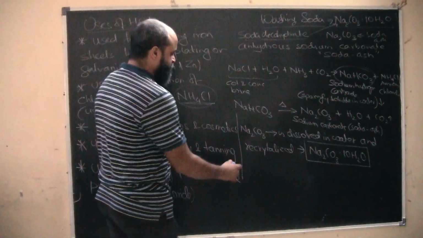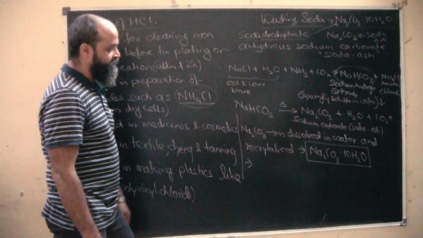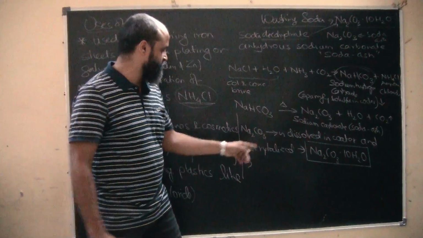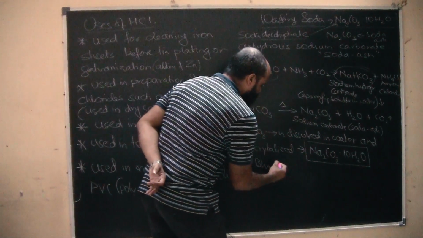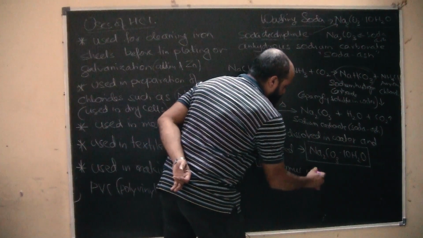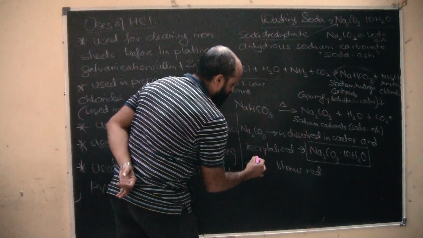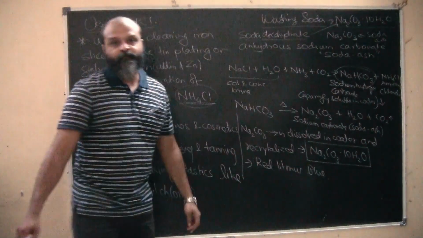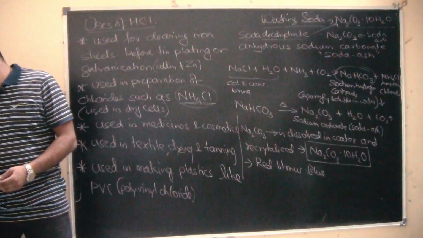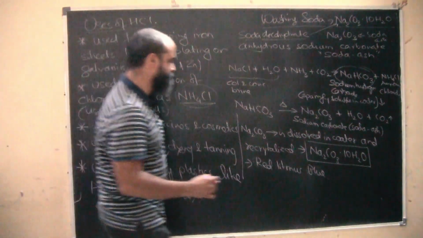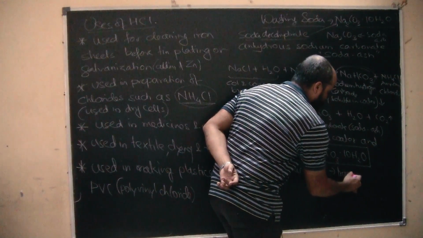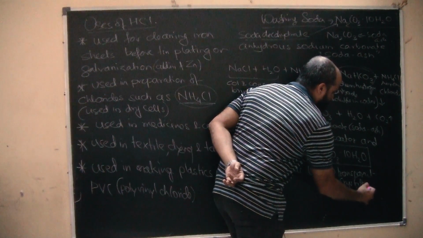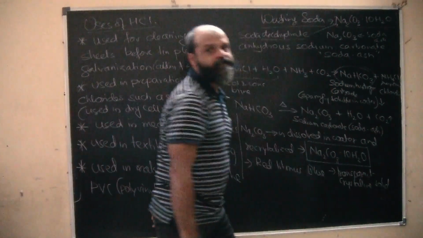If we take the properties of washing soda, obviously it is a base, since metal carbonates, oxides and hydroxides of metals are all bases. So in aqueous solution, this will turn red litmus blue. What else do we have? It is a transparent crystalline solid. It is transparent and it is crystalline as well.